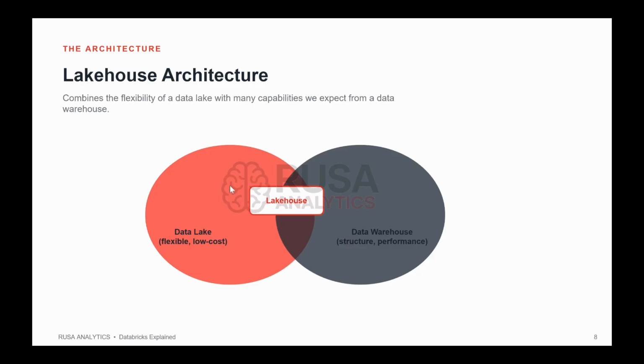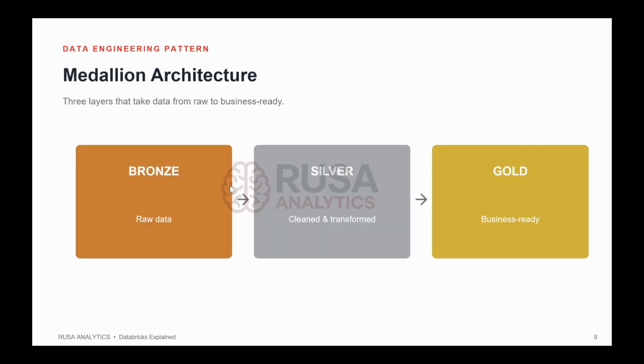Now, let's look at a common data engineering approach called the Medallion architecture. It usually consists of three layers: bronze, silver, and gold. The bronze layer stores raw data, the silver layer contains cleaned and transformed data, and the gold layer contains business-ready data that can be used for reporting and analytics.